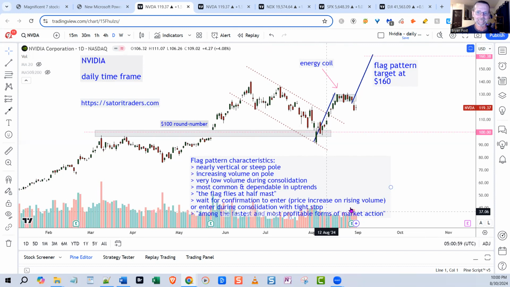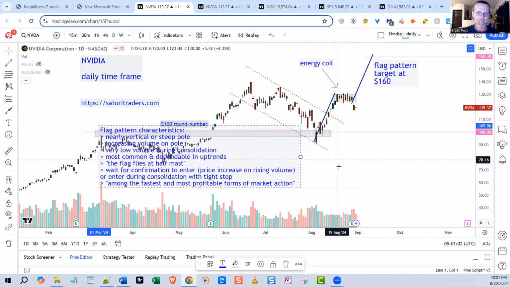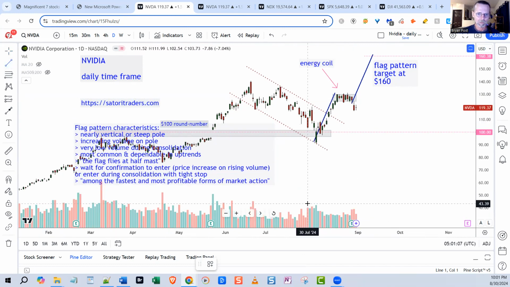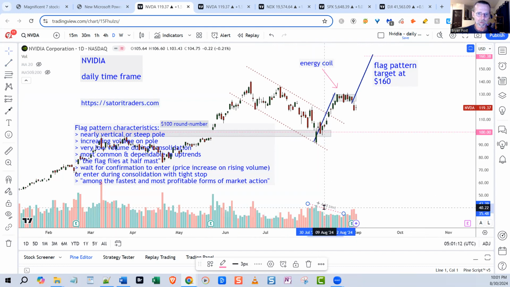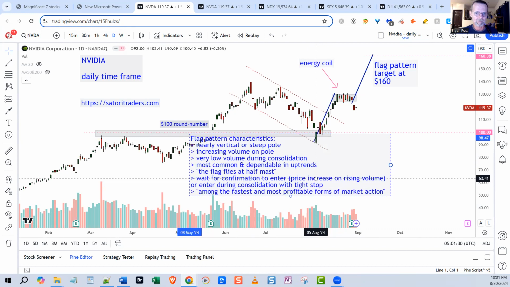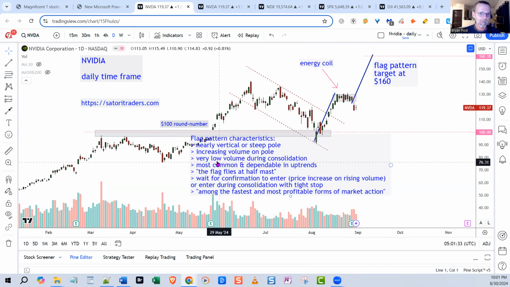Increasing volume? Well, that's what we didn't have. Let me get that out of the way. If we go back here, let's draw a trend line. There's the start of that move, and what we have during the flagpole is actually declining or flat volume. We don't have rising volume, and again, that's the mistake that I made. My bad for overlooking that.